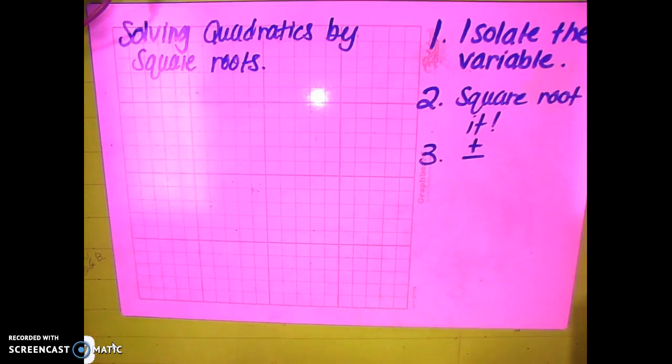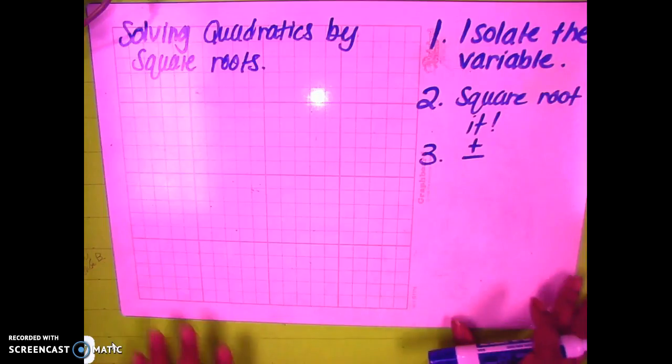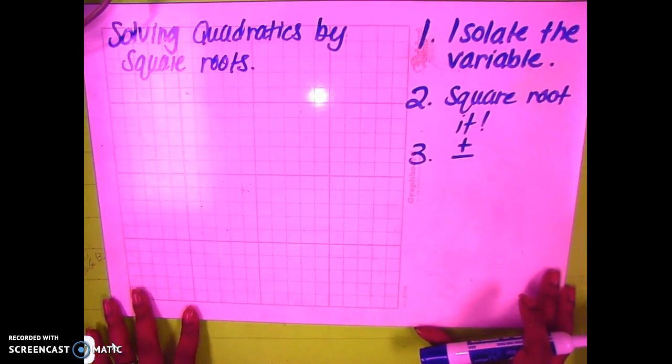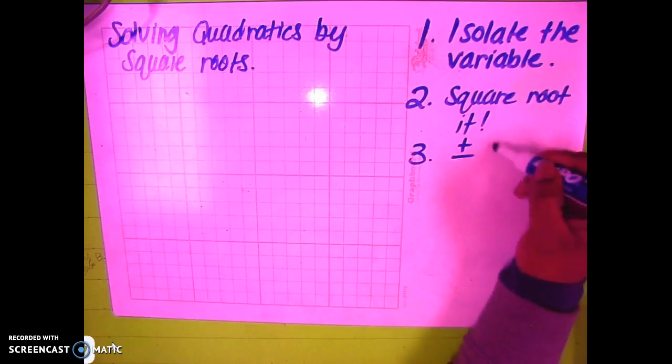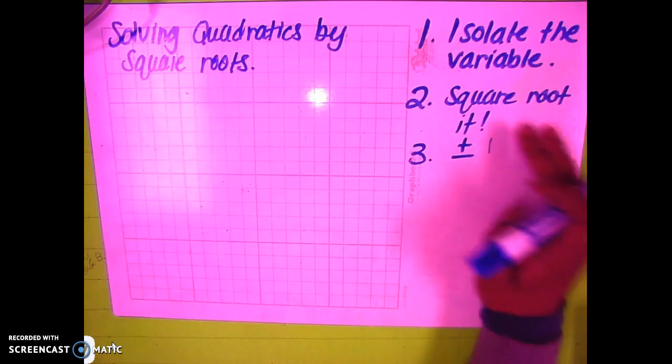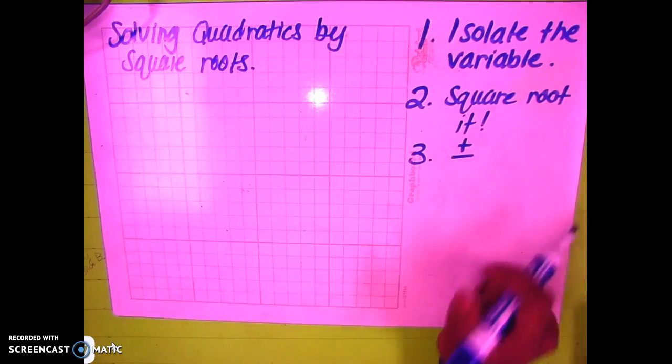This video is about solving quadratics by square roots. Now solving quadratics by square roots is pretty simple. There are three main steps. The first step is isolate the variable. The second step would be to take the square root. And the third step would be to put your plus or minus in front of your answer.